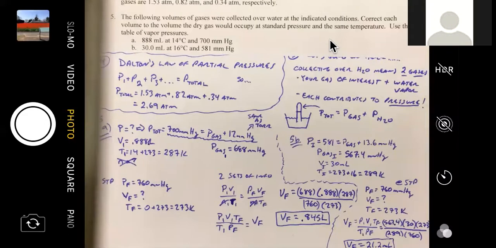Okay, so for 5A, I'm confused. I thought it was just like the P total equals the gas plus the H2O. Why do you have V1 T1, and is there another equation that goes into effect there?